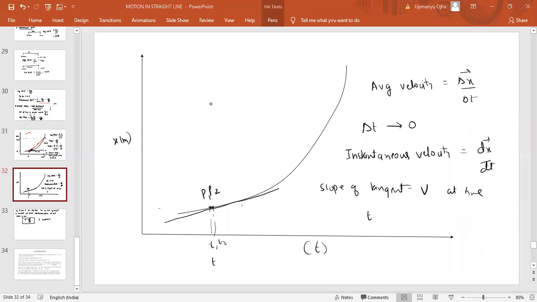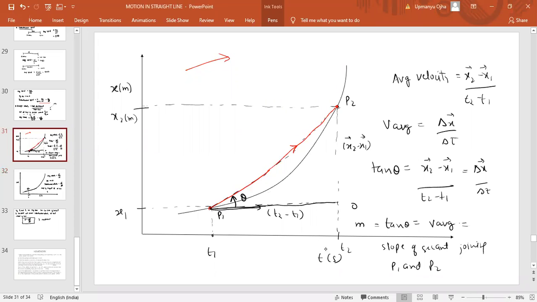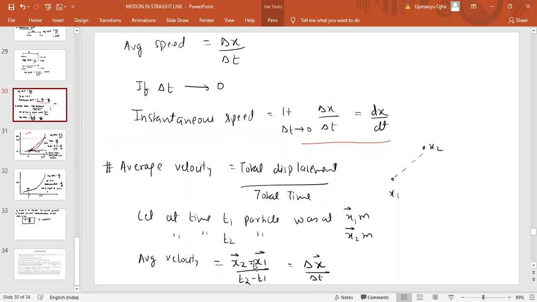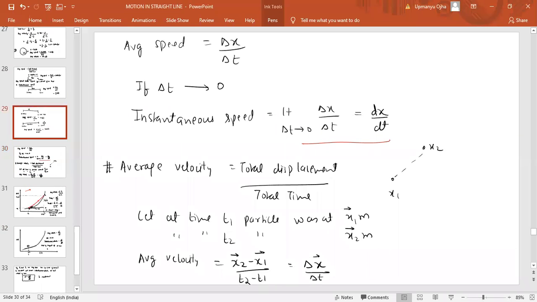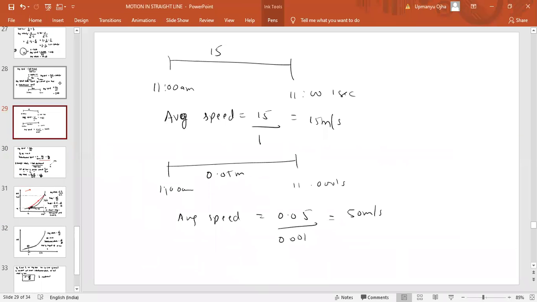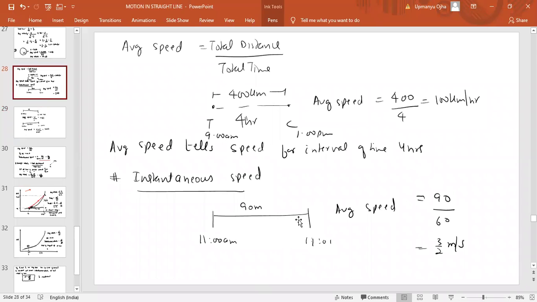Okay. Now next is instantaneous velocity. Now instantaneous velocity means what? Instantaneous velocity means if I decrease the time interval, t2 minus t1, we are decreasing the time interval. Like in this case, see, in the average speed case, what I was doing here. First I found the average velocity.